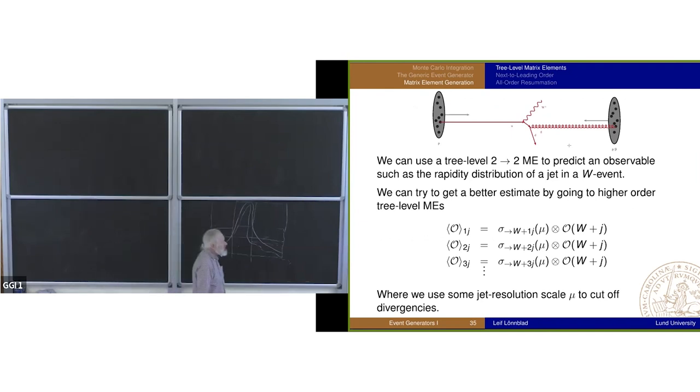And then we have this thing we want to generate: predicting the rapidity distribution of a jet produced together with a W, just as an example. If you do the 2-to-2, this is the process I had in the beginning, then you get a leading order answer to your question, what is this rapidity distribution? But then you can also take a W plus two jets, or two partons, or plus three partons, and we have some kind of jet resolution scale to avoid divergences and stuff like that.